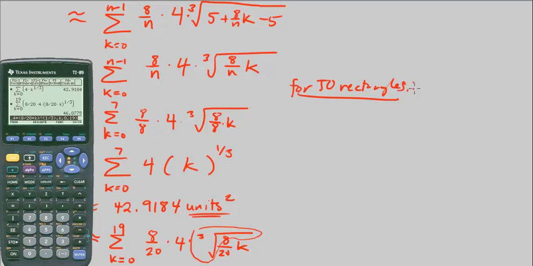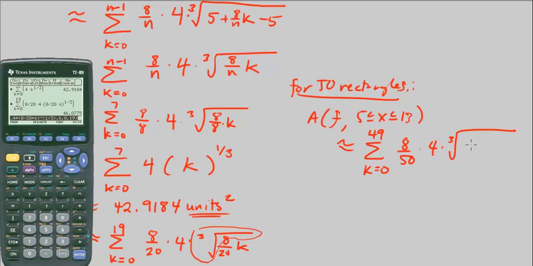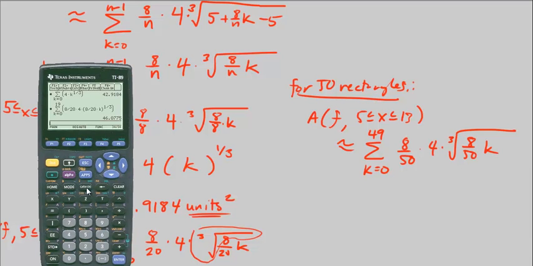right, n is 50, so we have the area between f and 5 and 13 being approximately now, n is 50, so we go to 49 starting at k is 0. I'm going to just copy this using n is 50. 8 over 50 times 4 times the cube root of 8 over 50 times k. Alright, let's plug it into our calculators.